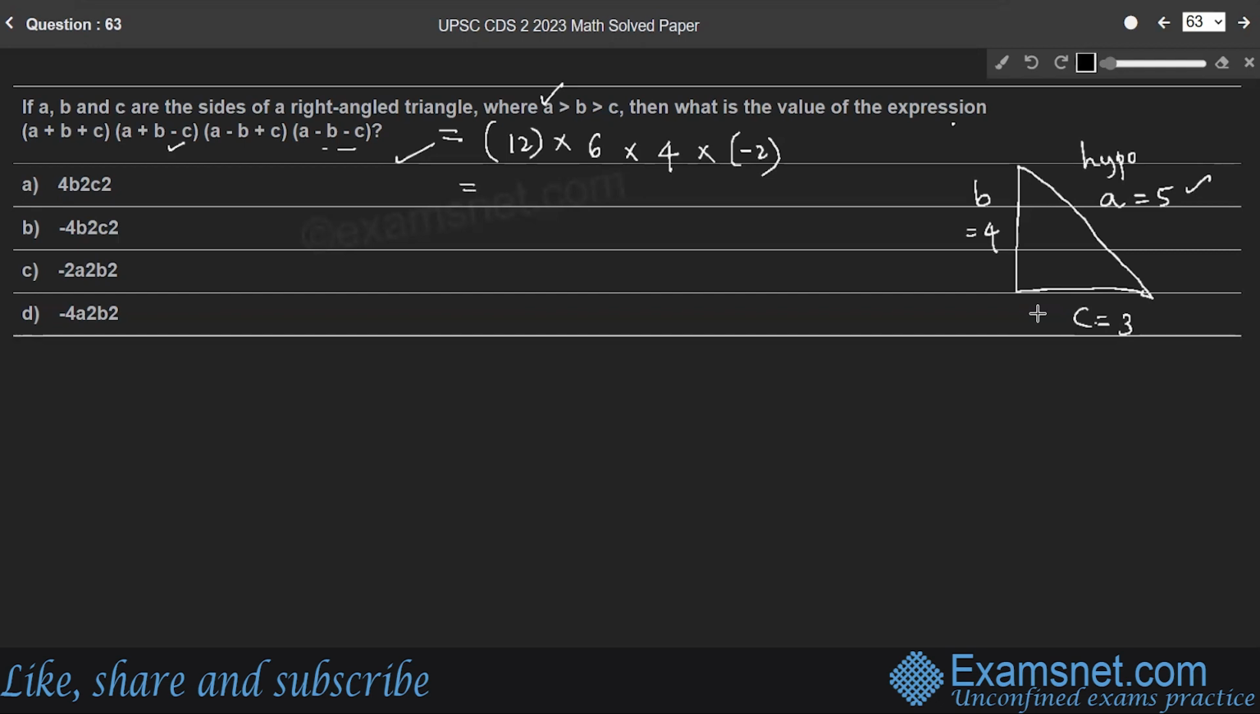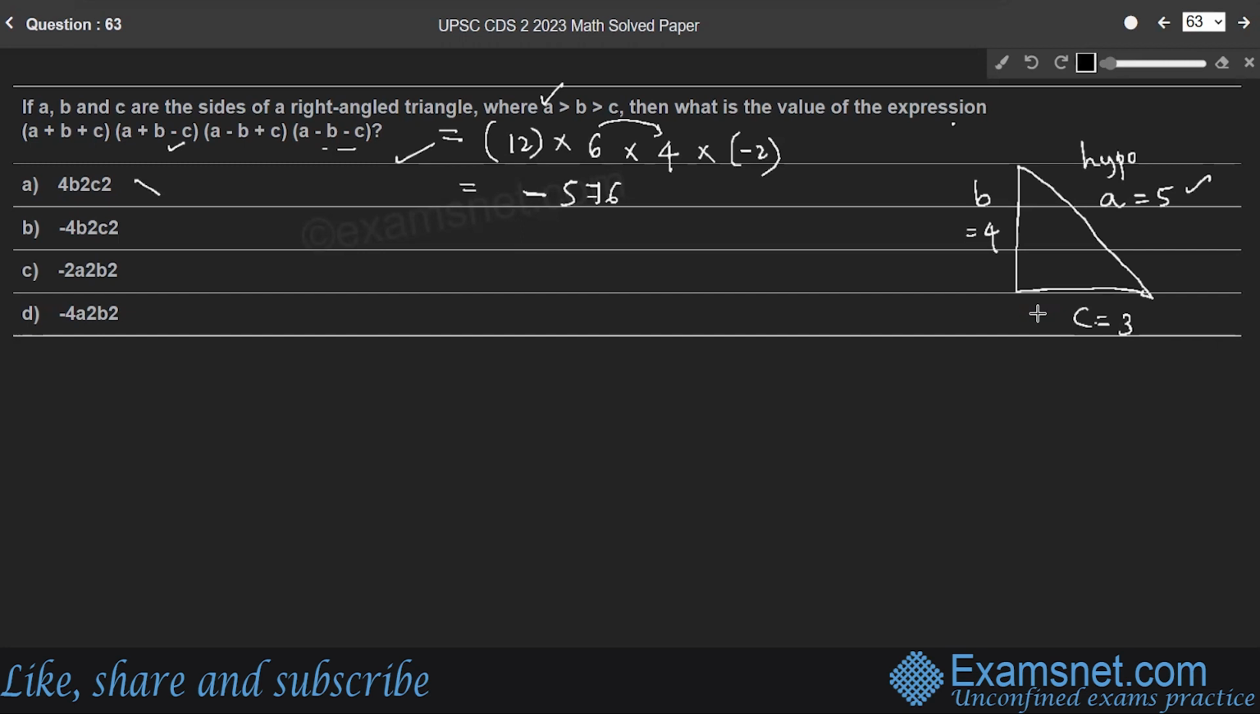So 12 into 6, 72 into 4 is 288, into 2, which is 576 with a negative sign, minus 576. So which of the given options has the value minus 576?